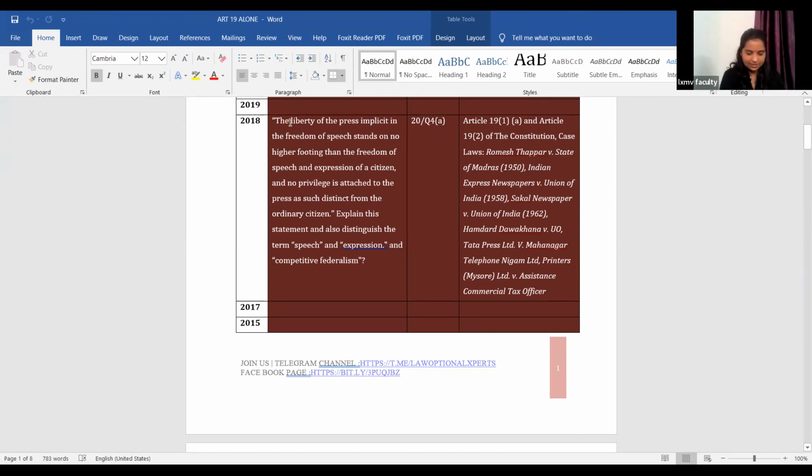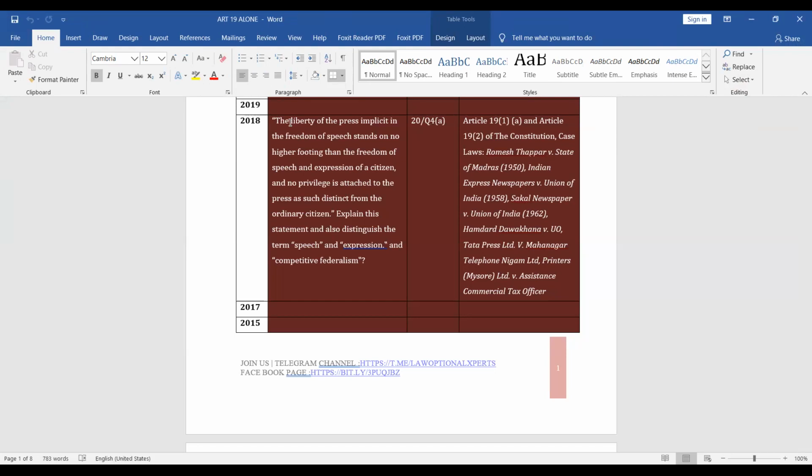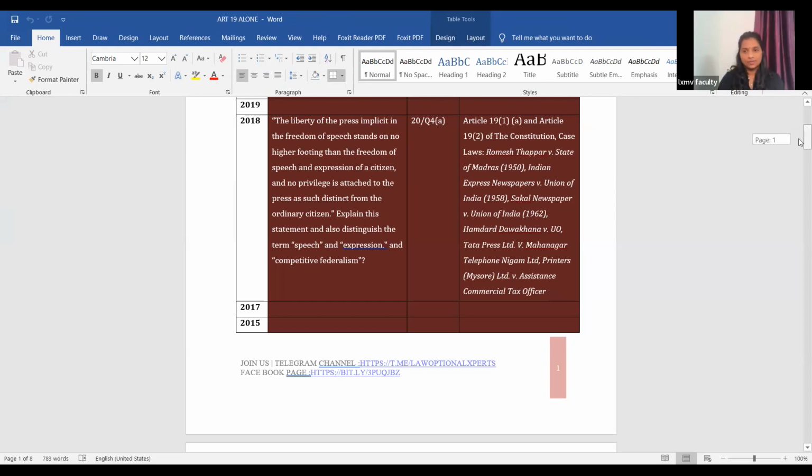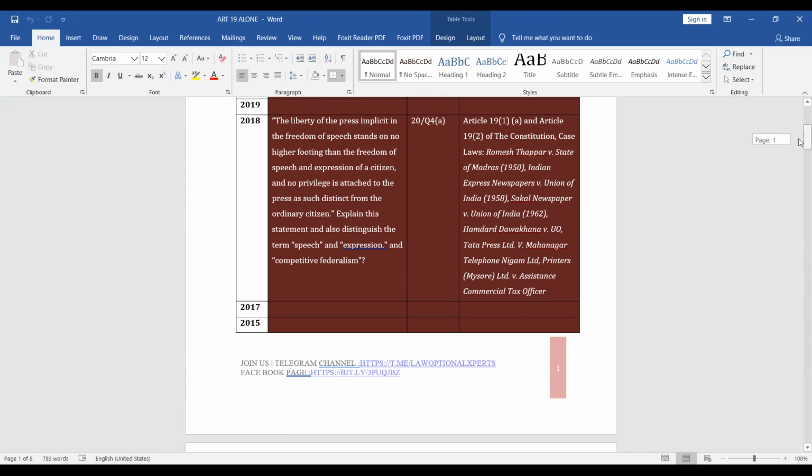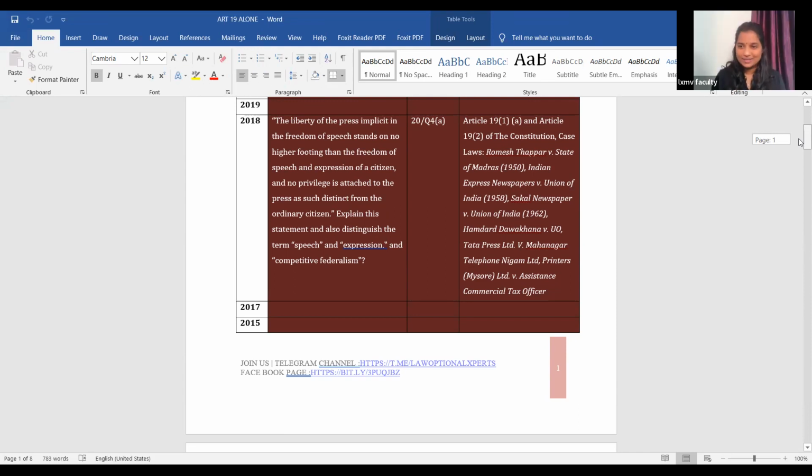Okay, ma'am. The liberty of the press, implicit in the freedom of speech, stands on no higher footing than the freedom of speech and expression of a citizen, and no privilege is attached to the press as such distinct from the ordinary citizen. Explain the statement and also distinguish the terms speech and expression and competitive federalism. You see how everything is mixed together. That is your first question.